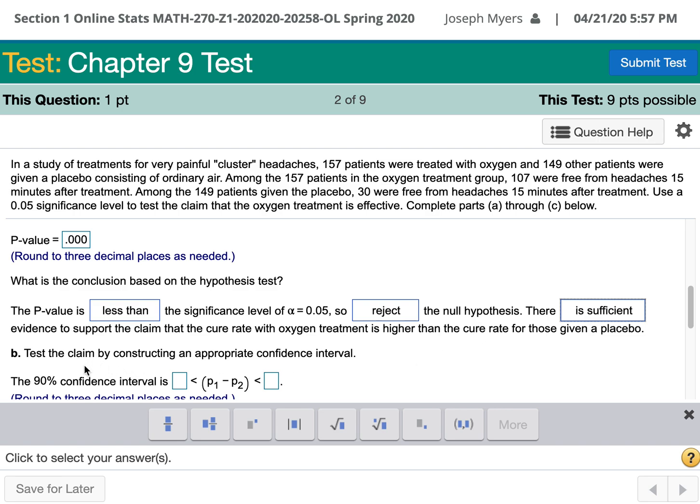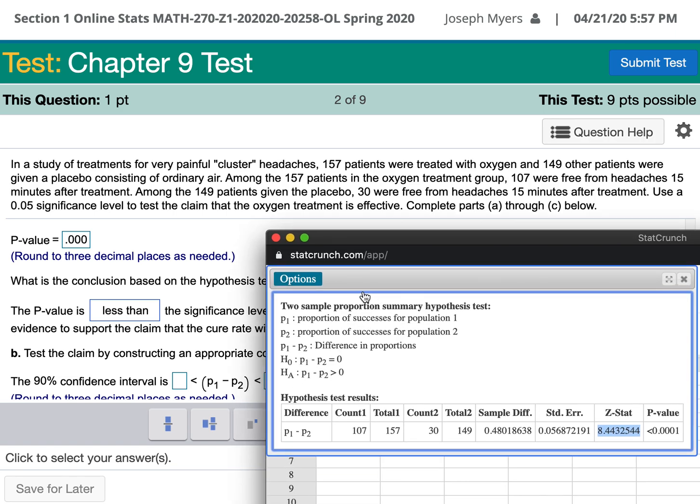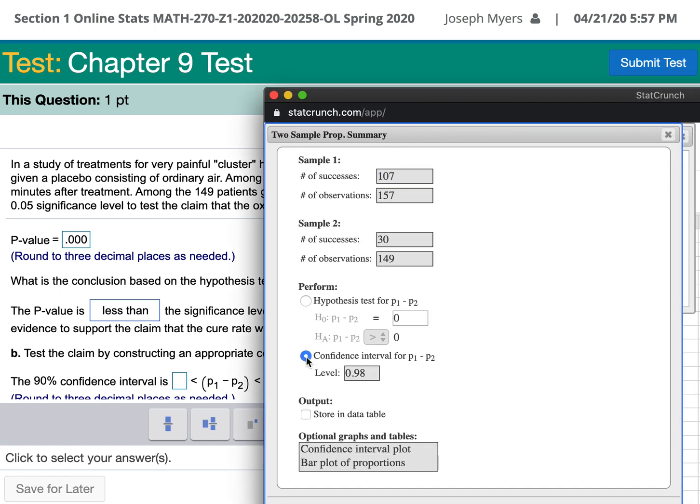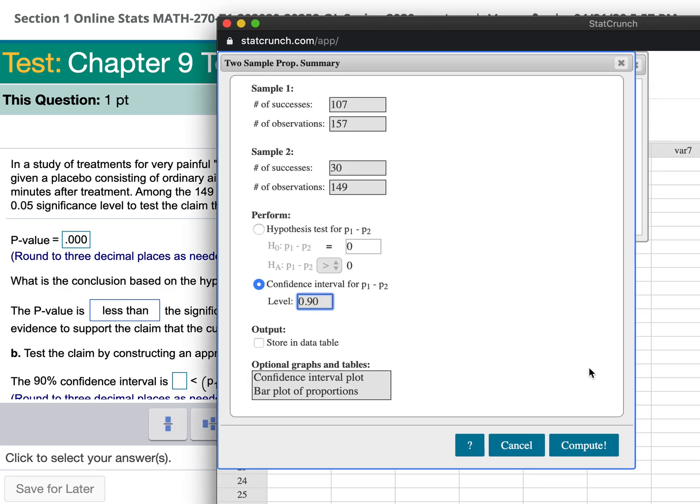So then we're going to construct a 90% confidence interval. Now remember, this is a one-sided test, so if you have a 5% significance level on a one-sided test, that means the other side is also 5%. Together that's 10%, and that means there's 90% between those two sides. So we're going to also test this with a 90% confidence interval. So we change the options and we choose confidence level 90%, and then we click compute.